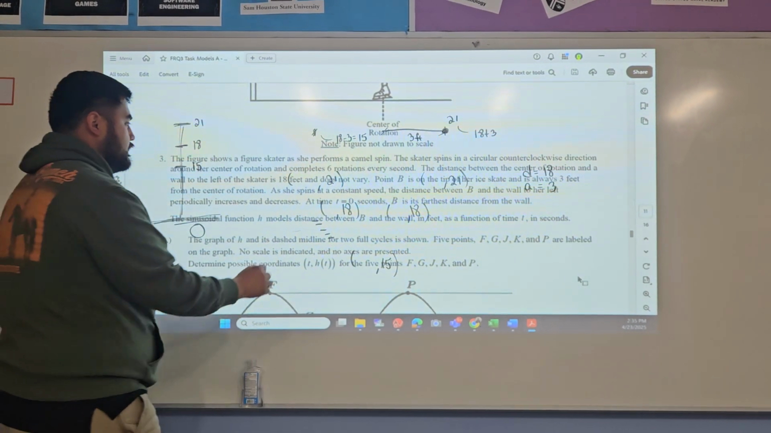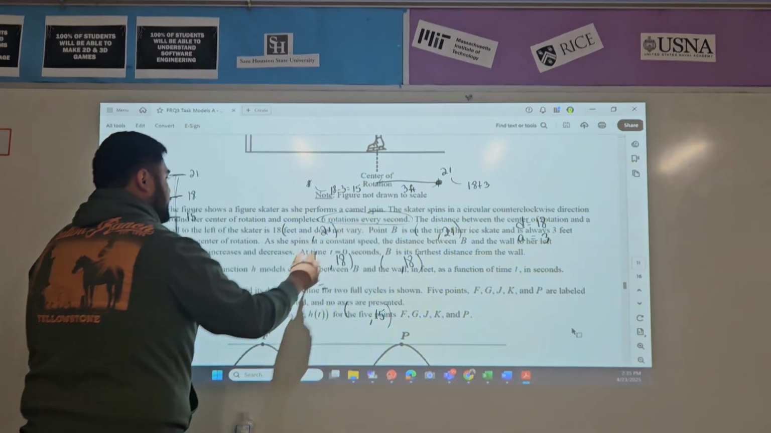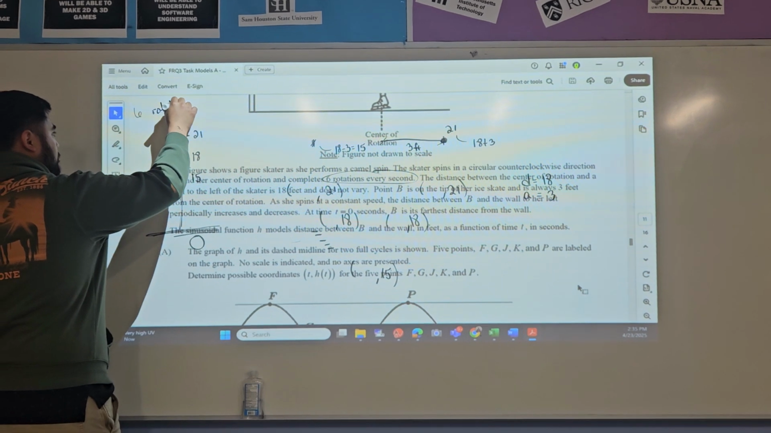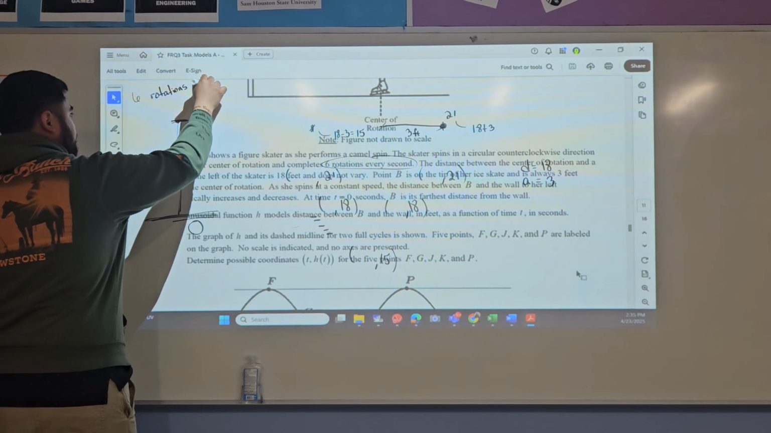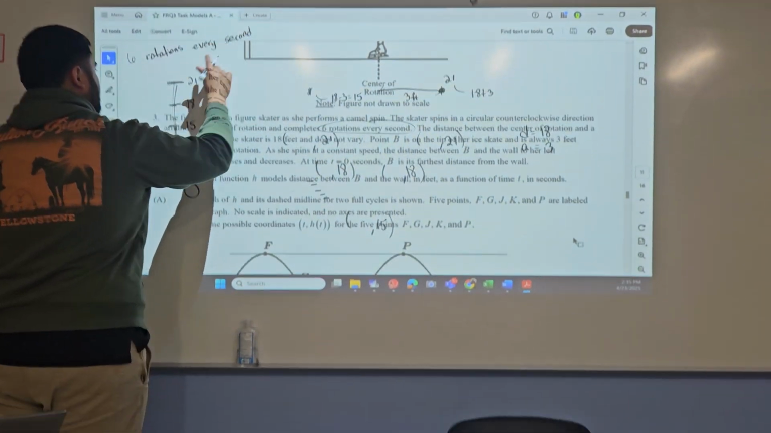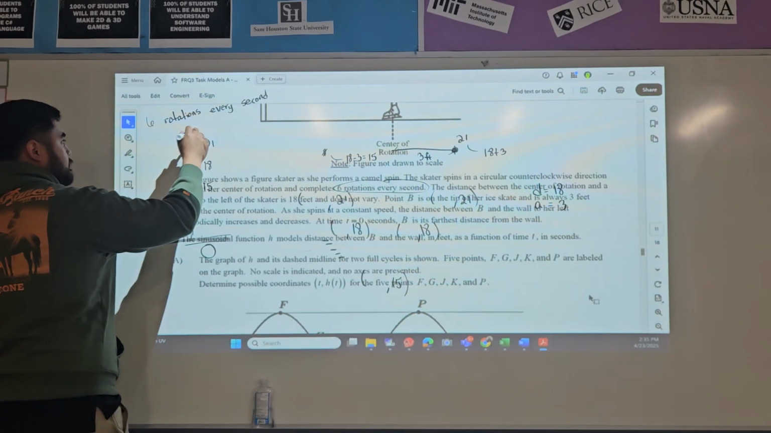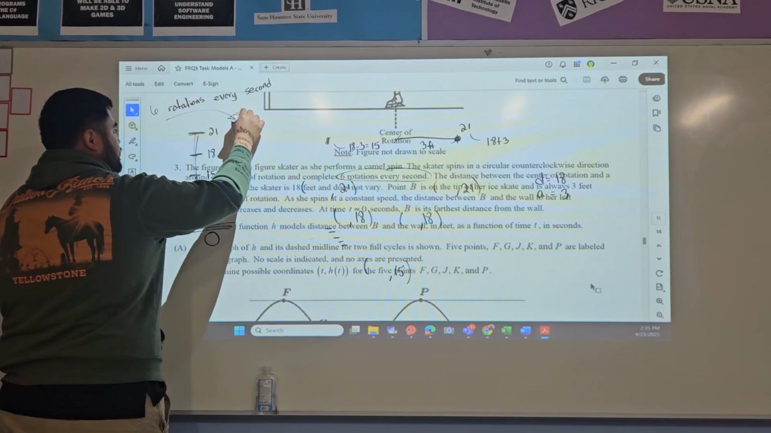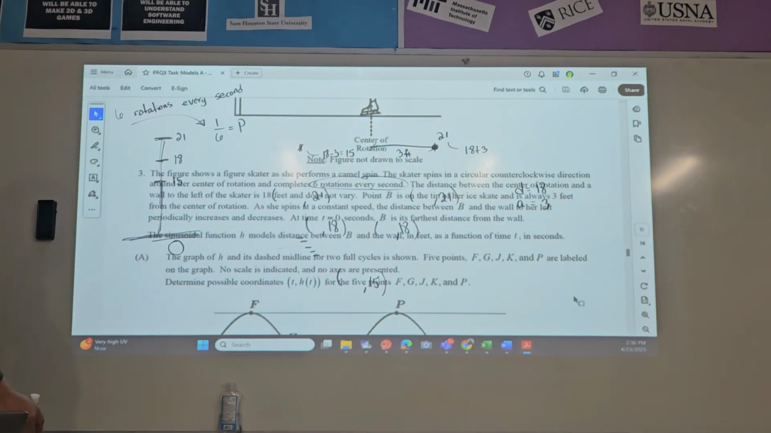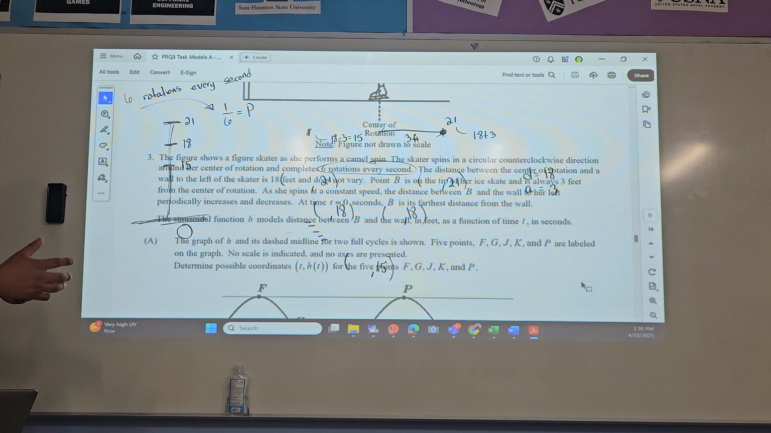So it says here, 6 rotations every second, meaning that this is a frequency, right? So what I want to do with this 6 is just turn it into 1/6, which is going to be the period, right? So where does the period start from?